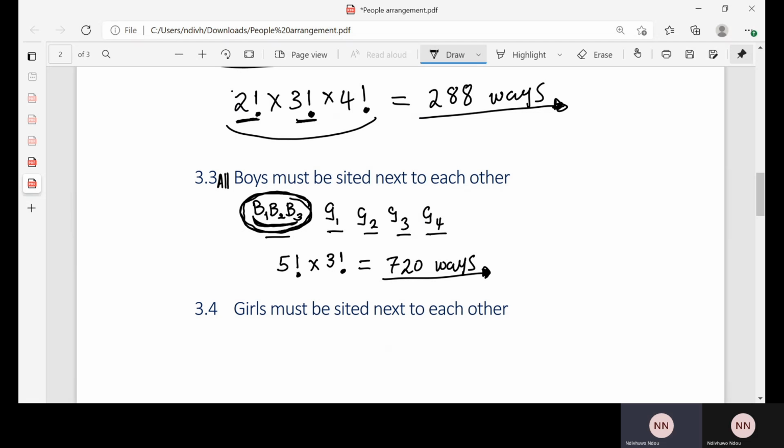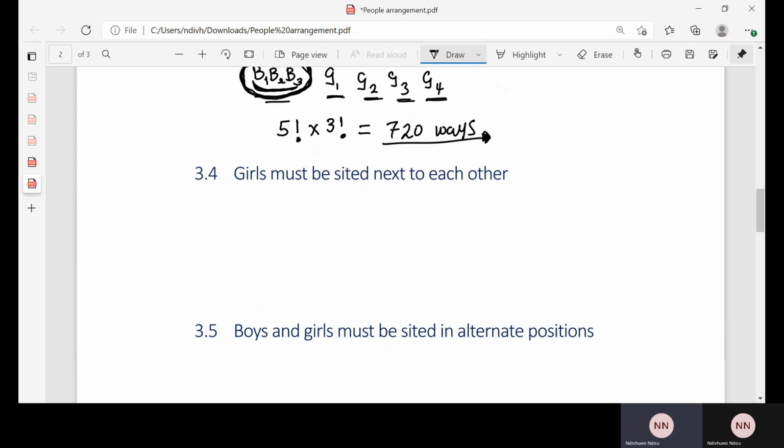or ways that we can arrange all these people if all boys are seated next to each other. Okay, let me repeat this. If all boys must be seated next to each other, you just take them as one thing, then you count how many people you are to arrange. 1, 2, 3, 4, 5. So it's 5 factorial. Don't forget to go inside. Inside, the boys can be arranged in 3 factorial ways. Then it will give you 720.